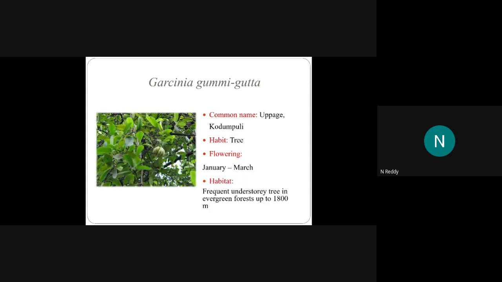Garcinia gummi-gutta, Uppuge. Different Garcinia species are very good nectar and pollen suppliers for honeybees. Garcinia species is very natural in Western Ghats. These flower during January to March, and a few species flower till May.